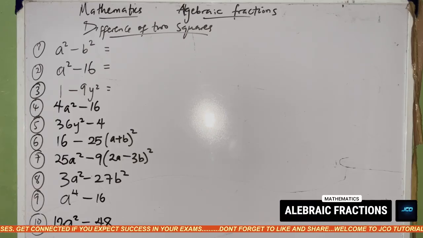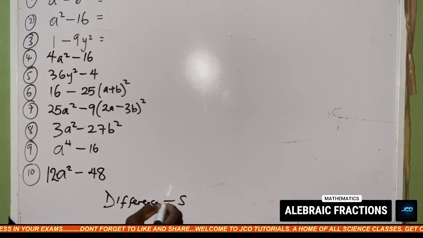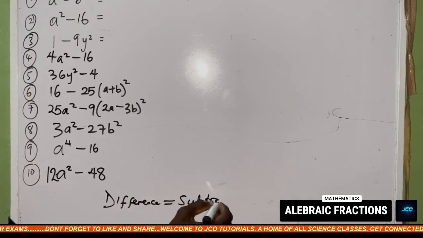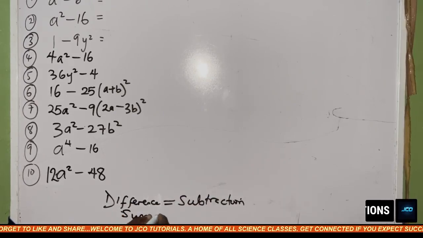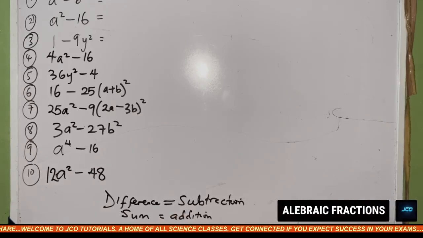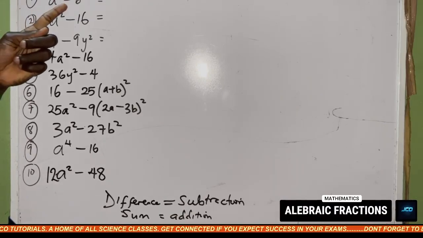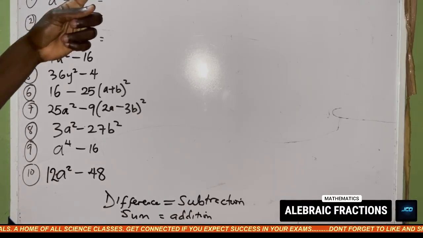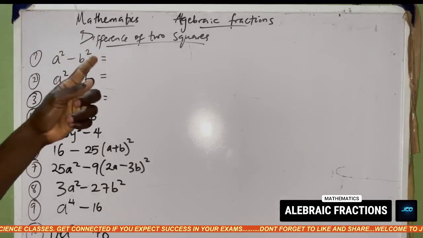So what's the idea of difference of two squares? In mathematics, difference is actually subtraction. Difference is subtraction. Sum is addition. So when I have a square subtracting another square, that's the difference, the subtraction of two squares.